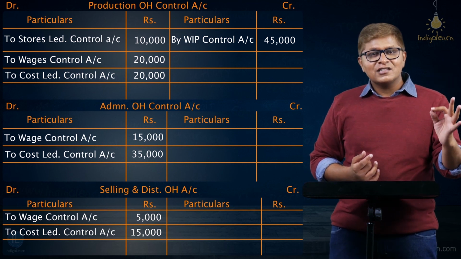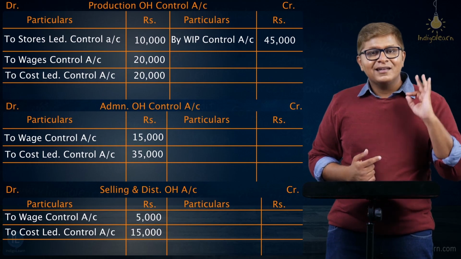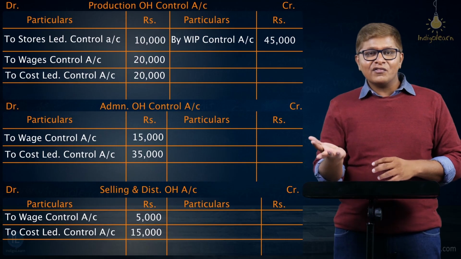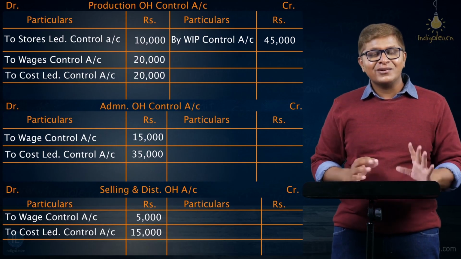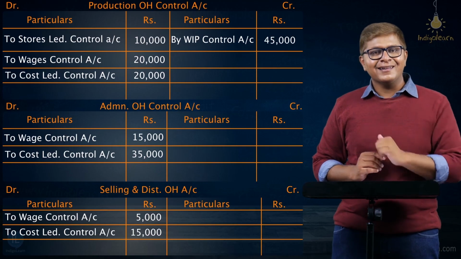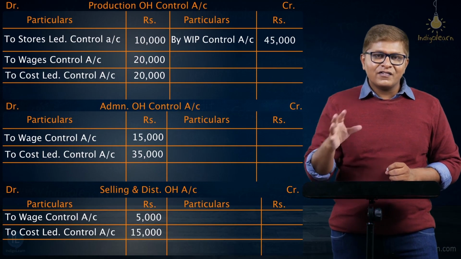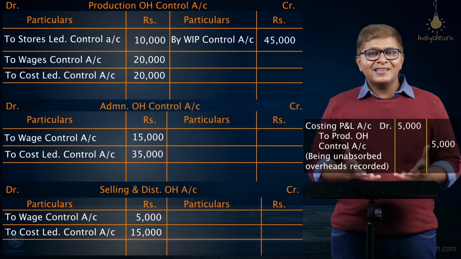All items which are of exceptional nature, which are abnormal in nature, maybe abnormal gain or abnormal loss, maybe under recovery of overheads or over recovery of overheads, it has to be transferred directly to the costing P&L. So what we are going to do is transfer this 5,000 rupees directly to the costing P&L. What should be the entry for this?